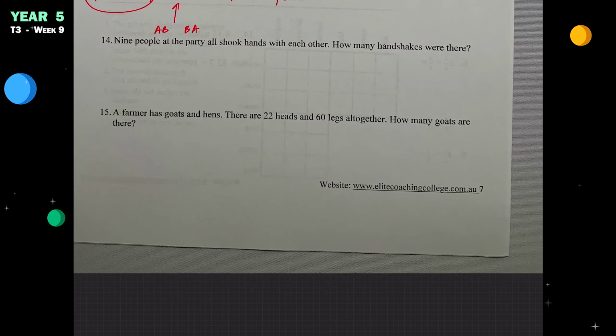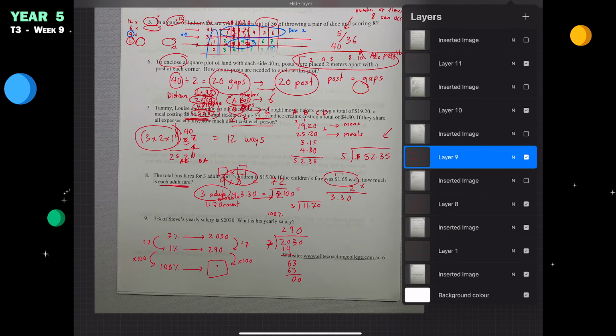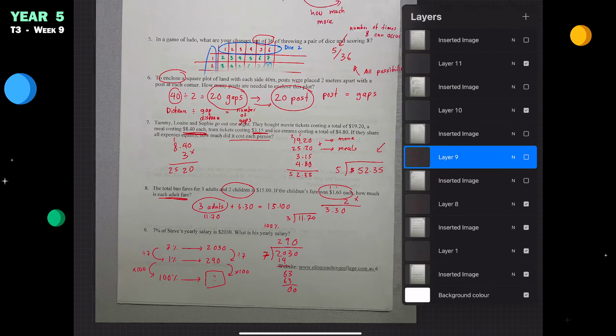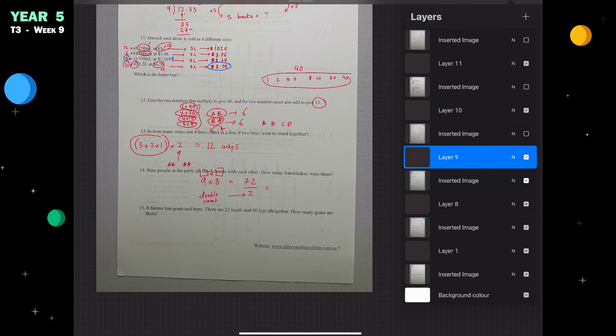Alright, next one. 9 people at the party all shook hands with each other. How many handshakes were there? Well, this will be 9 times 8. 9 people can shake hands with 8 other people, and that gives you 72. But then you have to divide it by 2 because we've got a double count. If you're not sure what I mean by double count, go back to the previous page. I think it was page 1. Just go watch page 1 and you'll see what I mean.